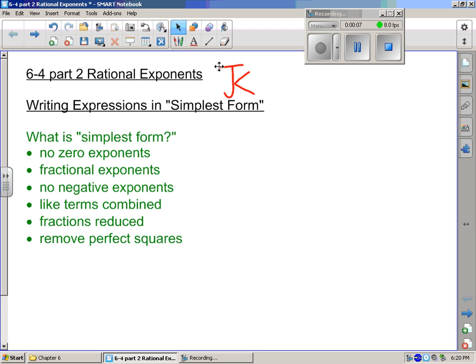Alright, 6-4, Part 2, Rational Exponents.